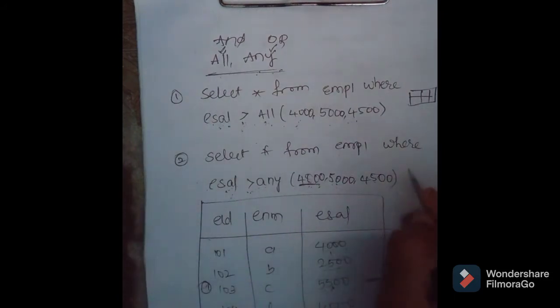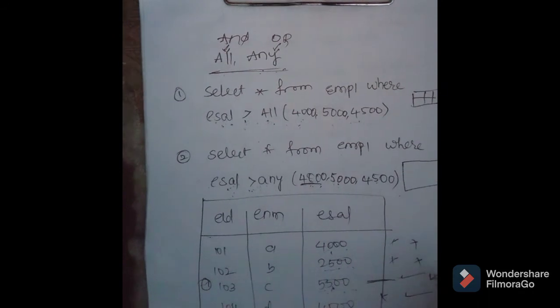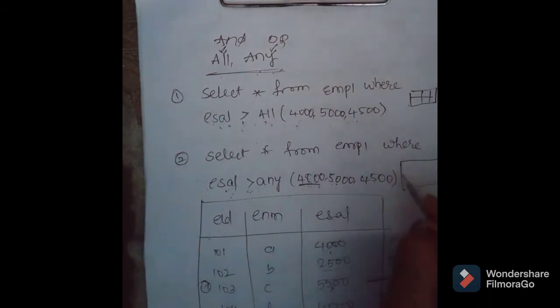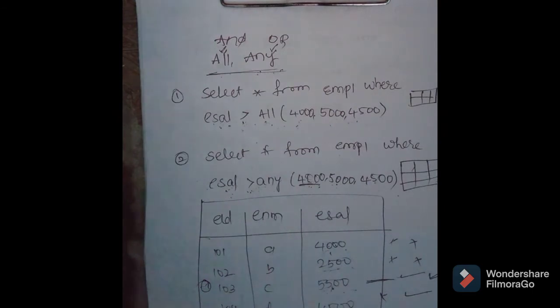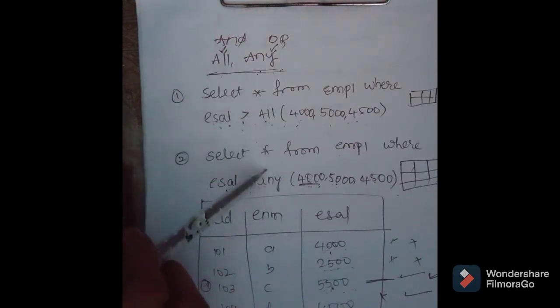So in this case, what will be the number of rows in the output? 1, 2, 3. There are 3 rows for this table. Clear? So this is the difference between ANY and ALL.